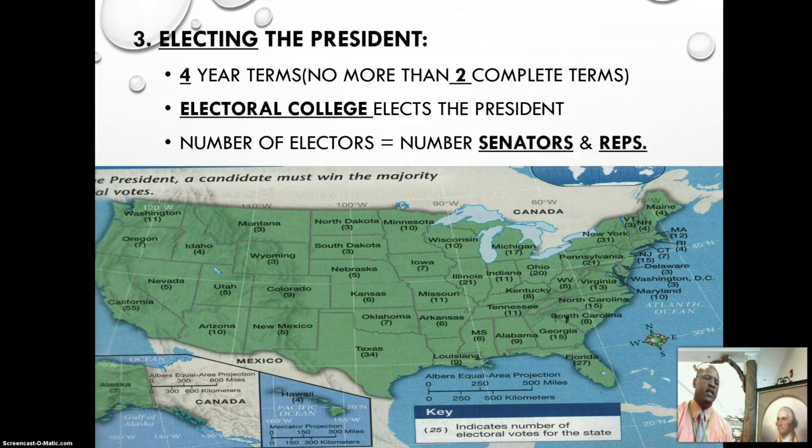Again, looking back to the idea that we don't want a dictatorship, we don't want tyranny to reign or one person to have power. So if you look at these numbers that are next to these states, it's based on the amount of senators and the amount of representatives. So this is where the House of Representatives and the Senate come together as we elect the president, or what we call the electoral college. Each state is given this amount of electoral votes.